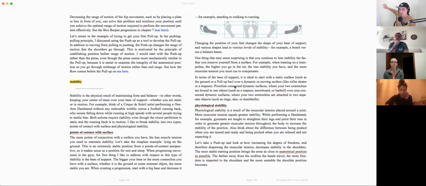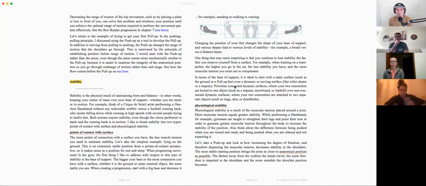Using, for example, a wall, a point of contact, gives us more stability. Even when you're sitting, if you're sitting on a bench that doesn't have a backrest, you have fewer points of contact than on a chair or a bench that has a backrest. So if you think about creating progressions, more points of contact gives you a more basic level of progression. Fewer points of contact gives you a higher level of progression.